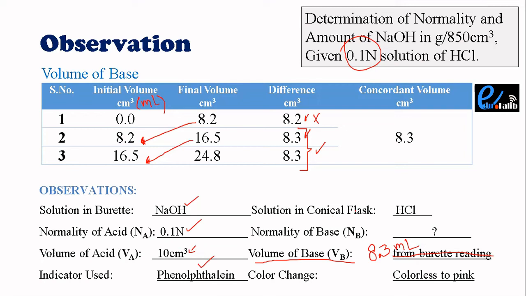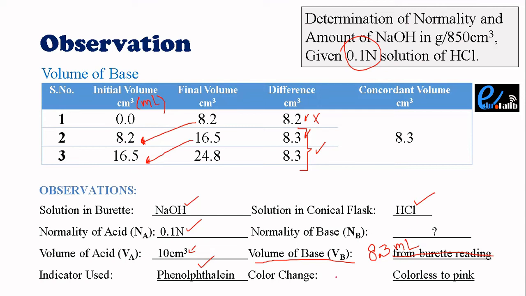Next, the solution in the conical flask. Fourth, since the solution in the burette was NaOH, the solution in the conical flask is HCl. Next, the normality of the base. The normality of the base is unknown, because what you have been asked in the question is the determination of the normality and amount of NaOH. So this is still unknown, and for the further calculation, we have to calculate the normality of the base, that is NB.